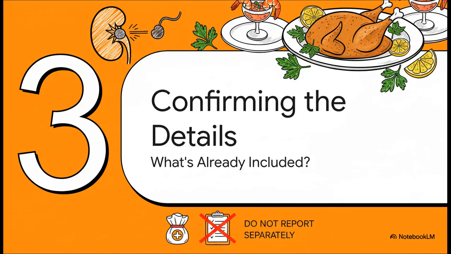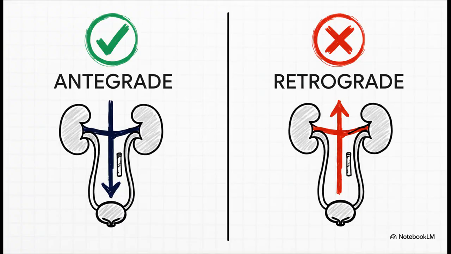So we have our main course and our separately billed appetizers. But what about the garnishes? The little things that come with the meal. These are services that are already included with the procedure. They are bundled right into the code, and you do not report them separately. Here is a perfect example. If the surgeon places a stent or a catheter in an antegrade way, that just means from the kidney downwards, during the procedure, that service is considered part of the package for 50080 and 50081. But, and this is a big but, notice the key distinction here. If that stent is placed retrograde, from the bladder upwards, that's a totally different story and it is not included.